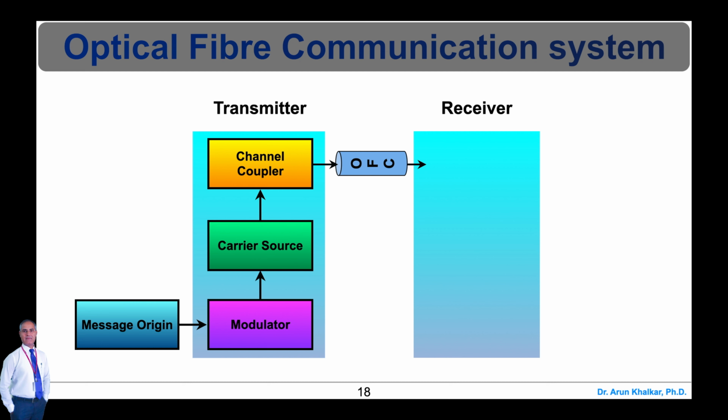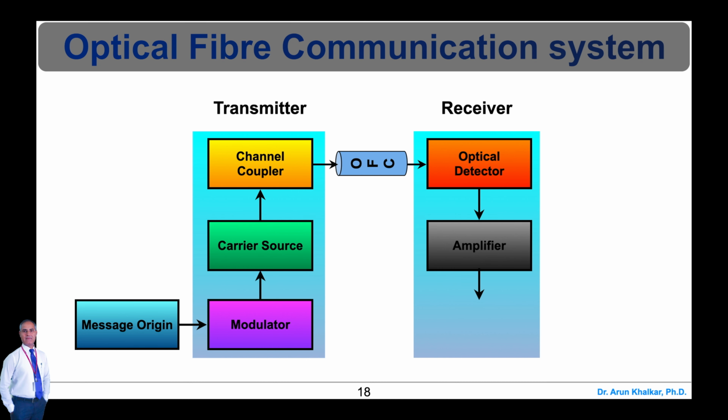Now the third part is the receiver, in which the first block is the optical detector. The information being transmitted is detected by the detector. In the fiber system, the optic wave is converted into an electrical current by a photodetector. The current developed by the detector is proportional to the power in the incident optic wave. Detector output current contains the transmitted information. This detector output is then filtered to remove the constant bias and then amplified.